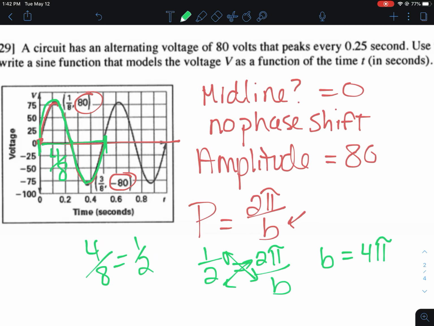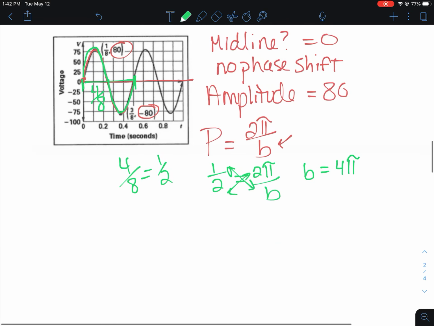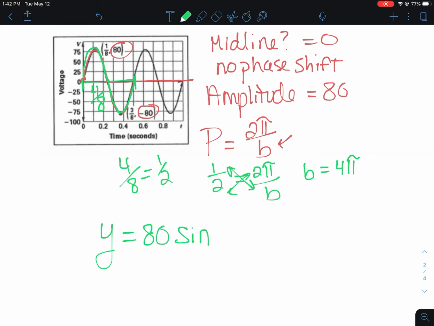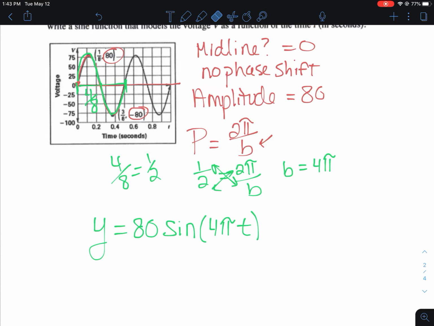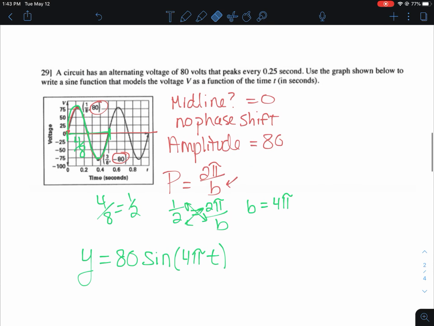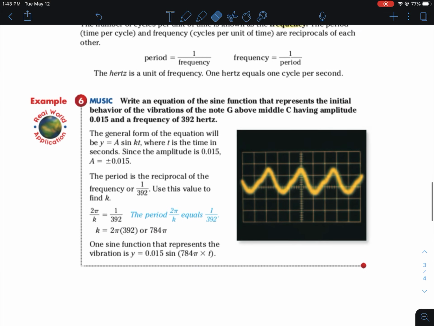that's equal to 2 pi over b. I'm going to cross multiply. So b is equal to 4 pi. And that's the value that would go into my equation, right? So writing a sine function, the amplitude is 80. There wasn't a reflection, so no negative. Sine of 4 pi x, or I guess t, say of time. And then the midline was at 0, so I could have plus 0, but I don't really need that, right? So that's another way to write an equation from the graph, or given some information.